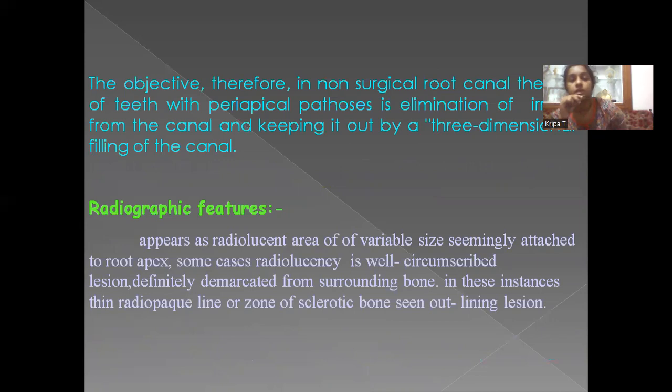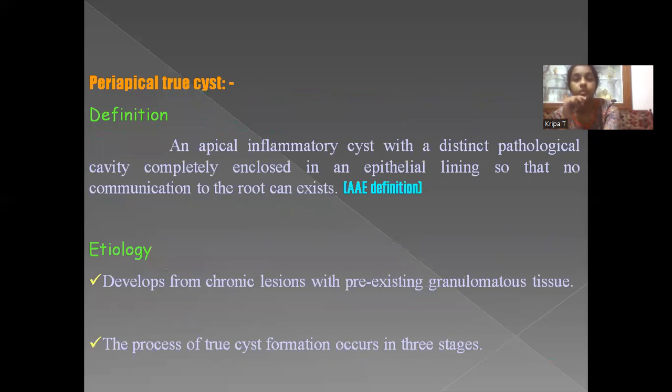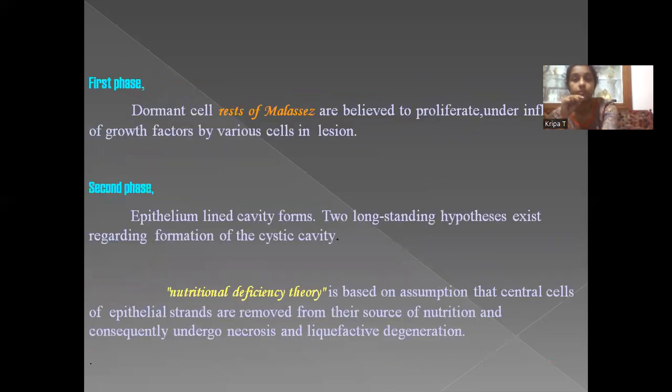Radiographically, for a granuloma, you see a radiolucent area of variable size attached to the root apex, well circumscribed, demarcated by bone with a thin radiopaque line or a sclerotic bone zone. Next is the periapical cyst, which is a chronic apical inflammatory cyst with a distinct pathological cavity enclosed within an epithelial lining, which is a true cyst. It doesn't have a communication with the root canal.